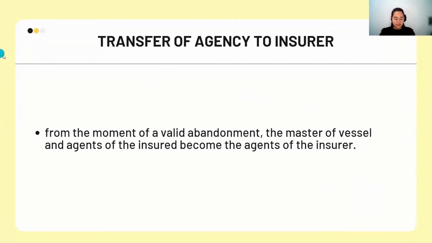So, transfer of agency to insurer. The captain continues to be the agent of the insured until abandonment. But from the moment of a valid abandonment, the master of the vessel and agents of the insured become the agents of the insurer, and the insurer now becomes responsible for all their acts in connection with the insured property and for all the expenses and liabilities in respect thereof.